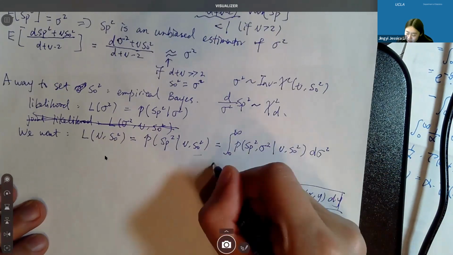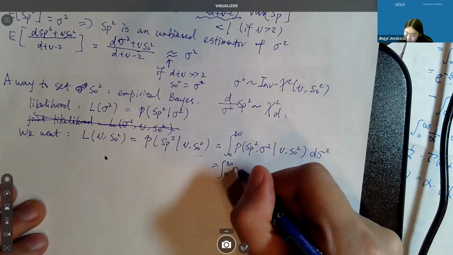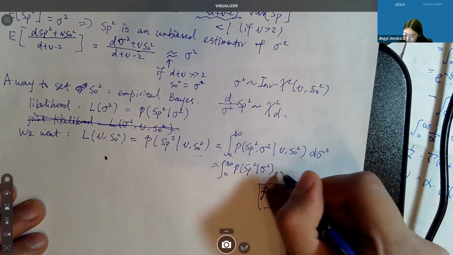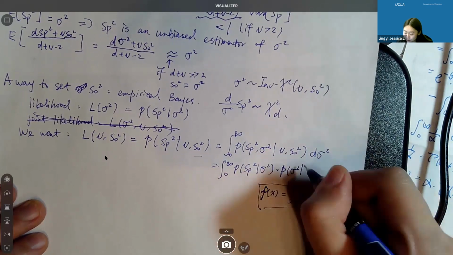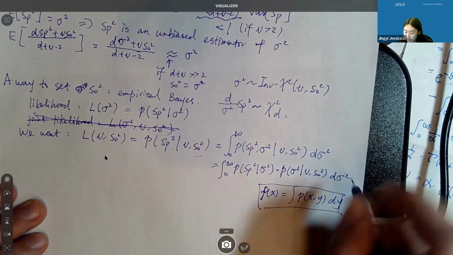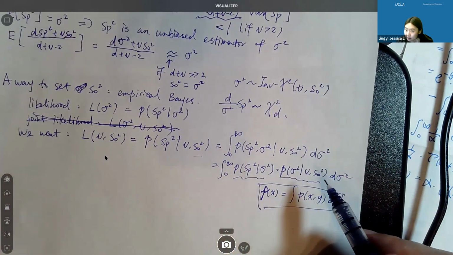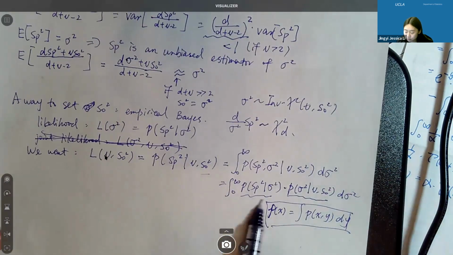And then for the joint density, it's nice because I can factorize it. I can write it as the density of the data given sigma squared times the density of sigma squared given the two hyperparameters V and S0 squared. This is from my likelihood. This is from my prior. So then it becomes just an integration problem.